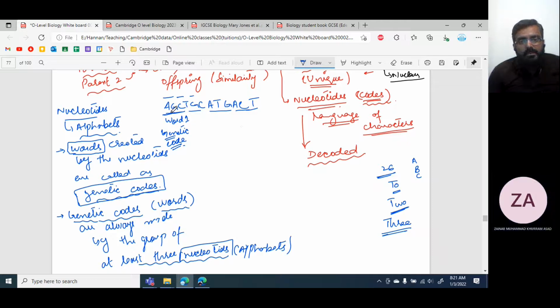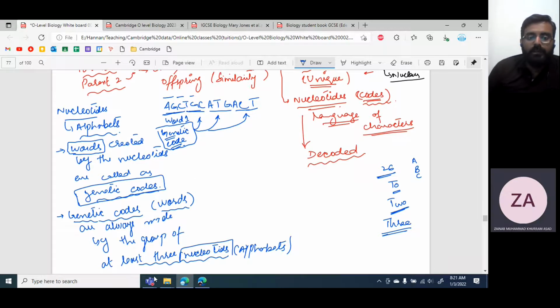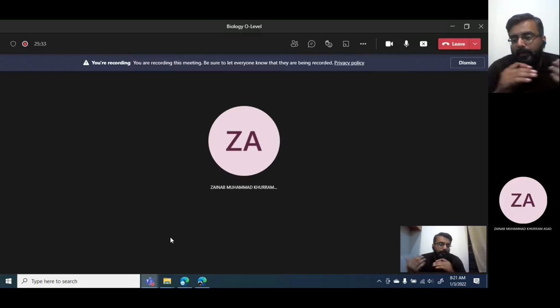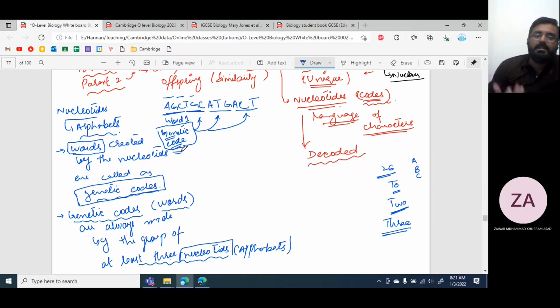Similarly, AGC, then TGC is another word, genetic code. Then ATG is another code, and then ACT is another code. These are the genetic codes present. This is the DNA language present on the DNA, which is brought to the offsprings from the parents. How they come, you have studied in cell division, the transfer of chromosomes. That is the way of transferring these codes to the next generation.